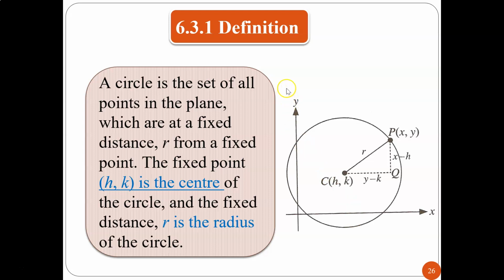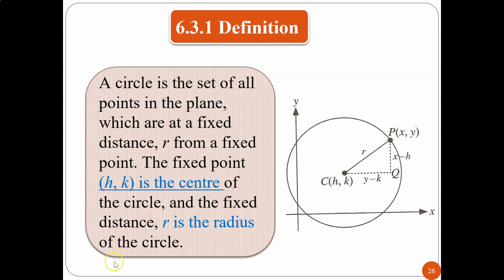This is the definition for a circle. A circle is the set of all points in the plane which are at fixed distance r from a fixed point. Dia kata, the fixed point h and k is the center of the circle. Over here, this is the center HK. And the fixed distance R, dia kata ada satu jarak tetap R, is the radius of the circle.